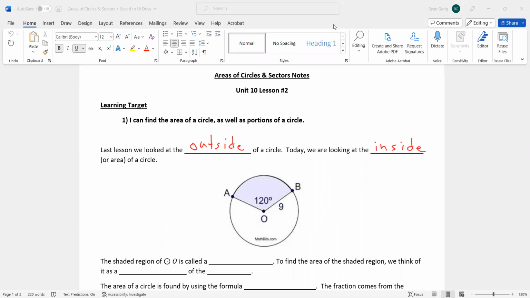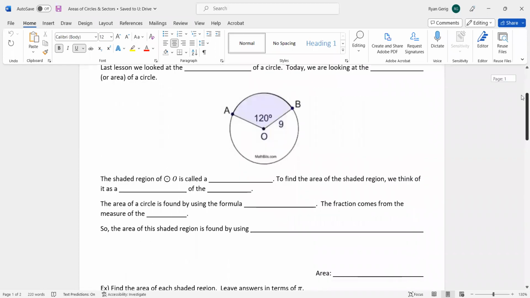All right. So we're not going to be looking at just a full circle. We're going to be looking at parts of it. If we were doing a full circle, that'd be middle school like material. We're looking at portions. So the shaded region in this picture here, circle O, is called a sector. Think of it like a slice of the pie.